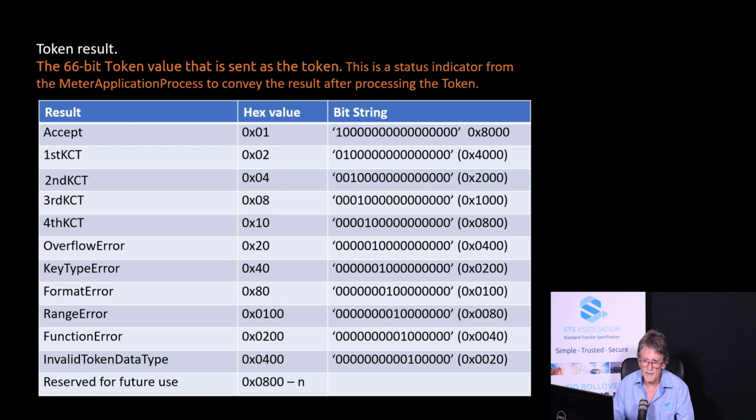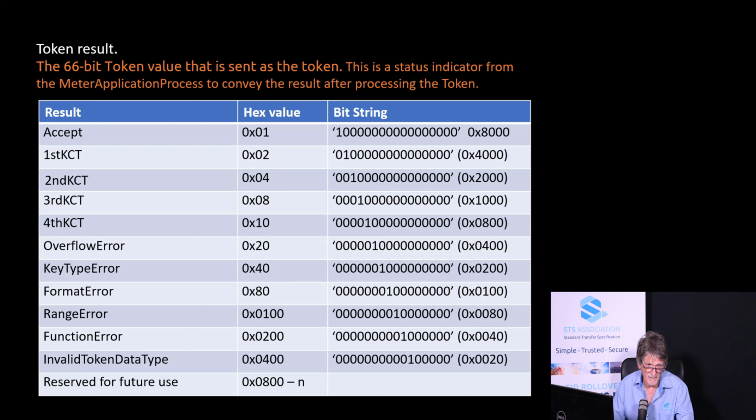You could have an overflow error if you put in too much credit and the meter credit is already full, or the amount that you've sent in the latest token would result in the meter overfilling its credit register. It would then send you back an overflow error. Key type error, if the meter is in the incorrect key to receive the token you've just sent it. A format error if the command has been formatted incorrectly, or a range error.